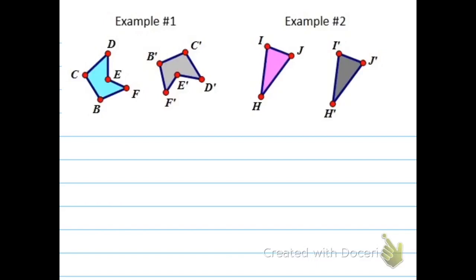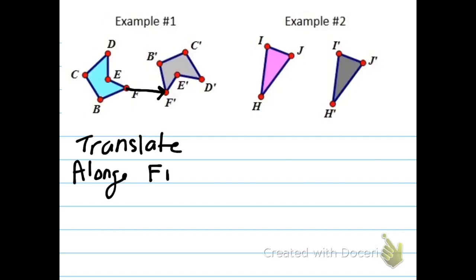Okay, so the first shape appears to have done the following. You first translate, let me choose a different color, choose black. You first translate along this vector. We've talked a lot about vectors in class by now. So first translate along f prime, that vector.